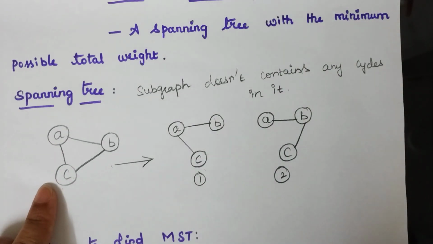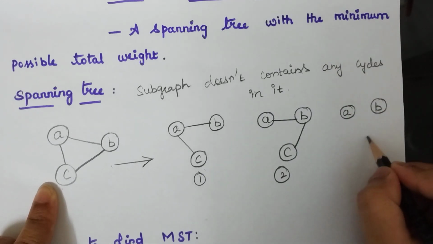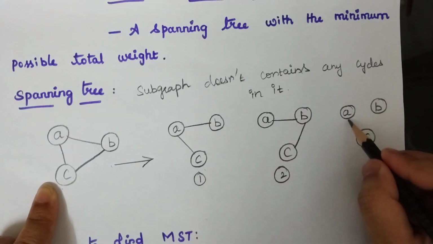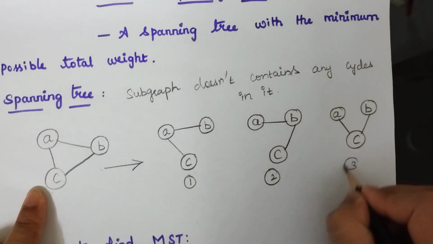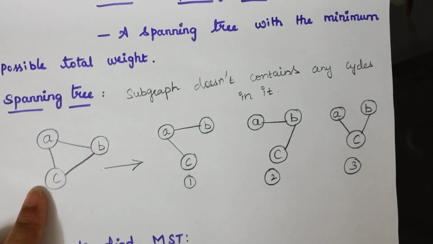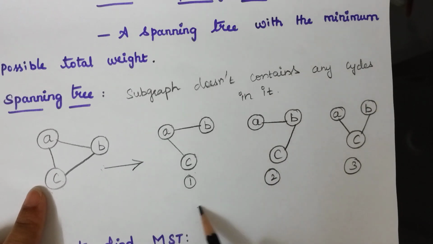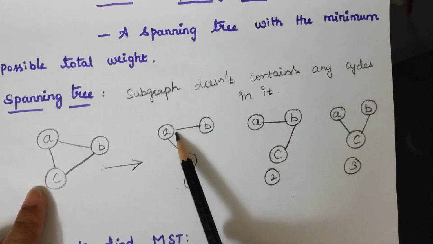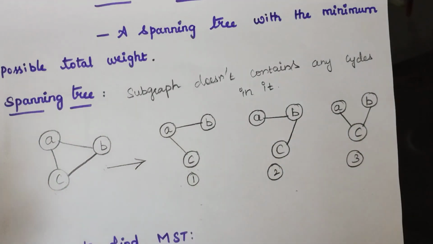Can we form one more spanning tree for this? Yes, we can form another spanning tree just by taking these two edges. So this is my third spanning tree for the same graph. For this graph containing three vertices, I got three spanning trees. You can see all these spanning trees are different from each other, but here you are visiting all the vertices and not forming any cycles.